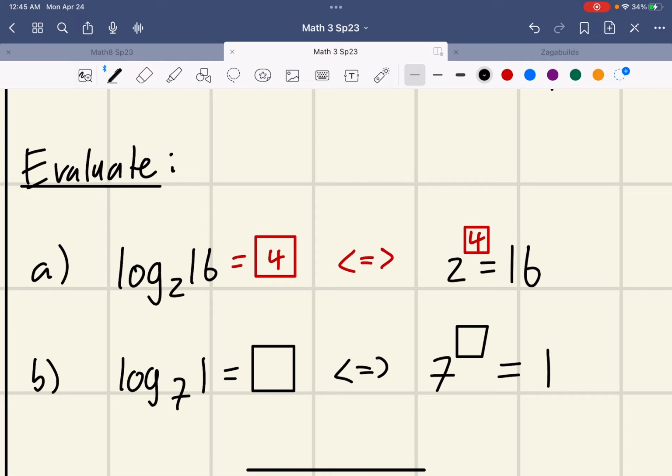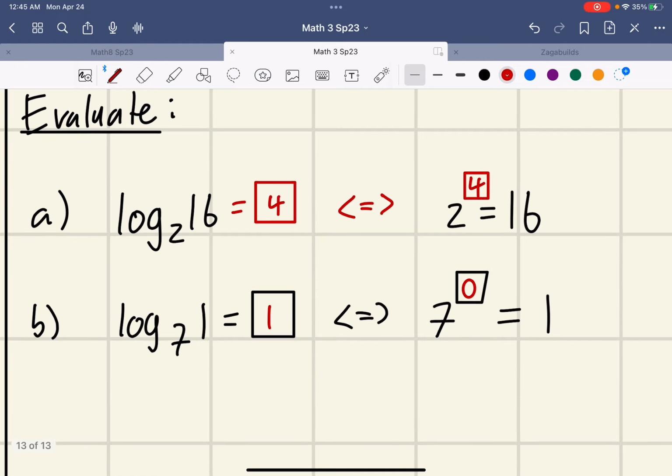Now, this goes back to rules that we looked at before for exponents. Whenever I raise anything to the power of 0, I'm going to get 1. And that's just a common exponential rule for one to remember.